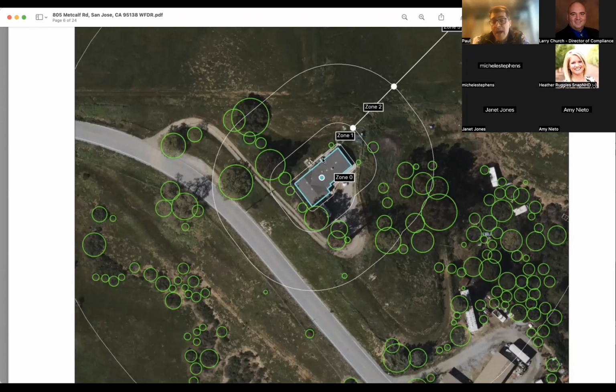We provide an outline of the roof line, which allows the system to understand where the walls are. And we provide insight to the defensible space zone. So here you can see zone 0, or the home ignition zone, which is the first 5 feet out from the walls in each direction. Zone 1 is from that 5 feet edge out to 30 feet. And zone 2 is from 30 feet to 100 feet.